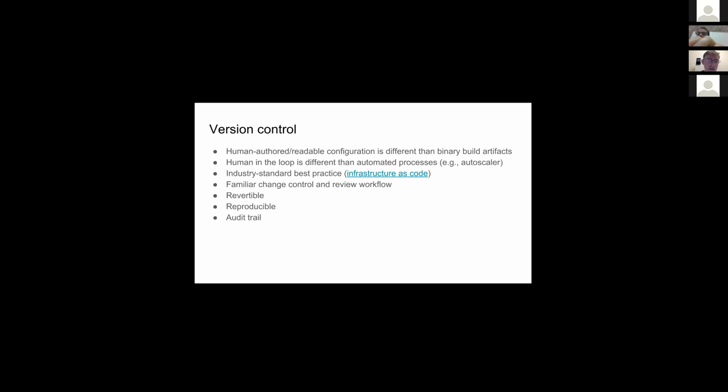Keeping configuration in version control is considered the industry-wide best practice in all kinds of areas, whether it's Chef or Puppet config or your Nginx config or whatever it is. People have decided that that is a good approach to take. It provides a familiar workflow for making changes and controlling the changes, reviewing the changes, auditing the changes. You can revert changes pretty easily using standard version control tools.